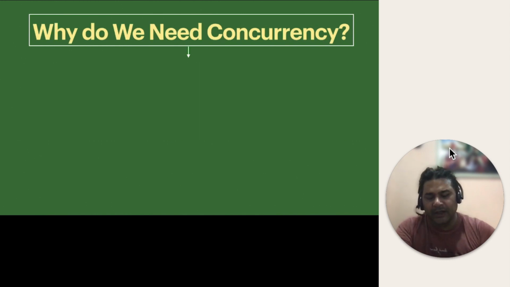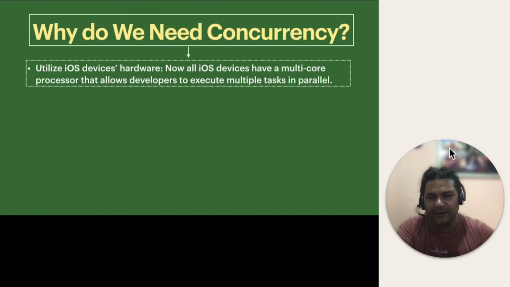Again, why do we need concurrency? What is the need for concurrency? We have already understood what concurrency is. Almost all devices we use in iOS have multi-core processors, and that allows developers to execute multiple tasks in parallel. On every device and system we can perform multiple jobs. Suppose we can listen to music and do another job, or program something and listen to music at the same time. All these are examples of concurrency and parallelism, because they allow developers to execute multiple jobs in parallel.